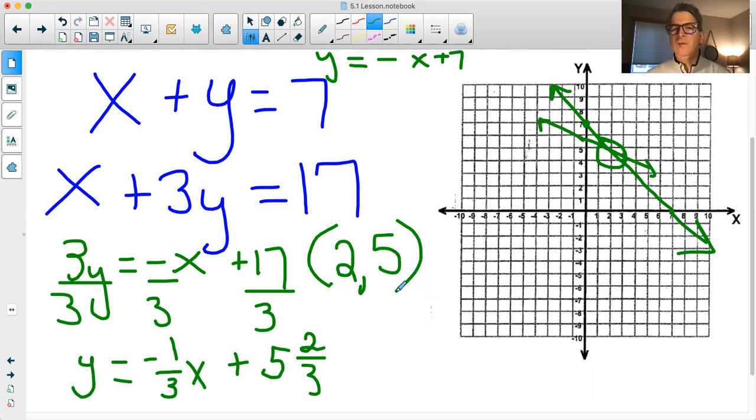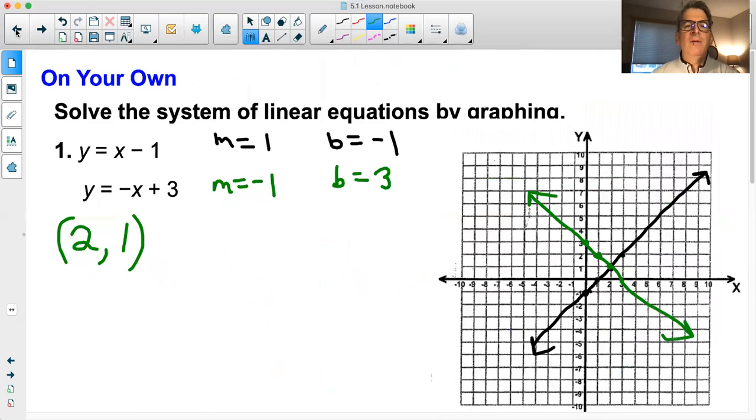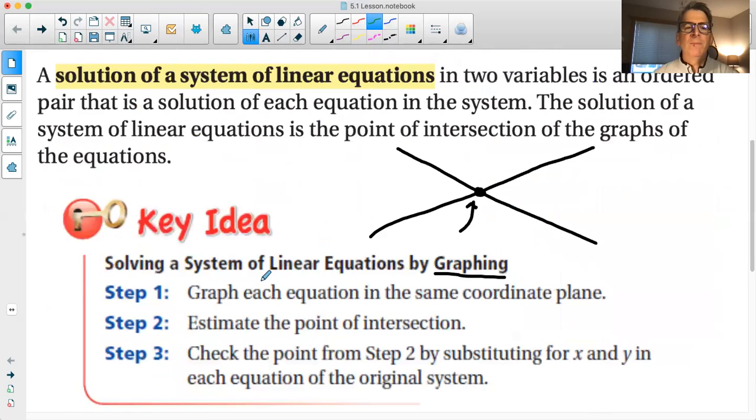Okay, so this is an introduction to a system of equations, and we solve a system of equations by a number of different ways. And the first way today is by graphing. And so keep an eye out for these types of problems in upcoming assignments. It's pretty much a three-step process here. You graph each equation, estimate the point of intersection, then check.